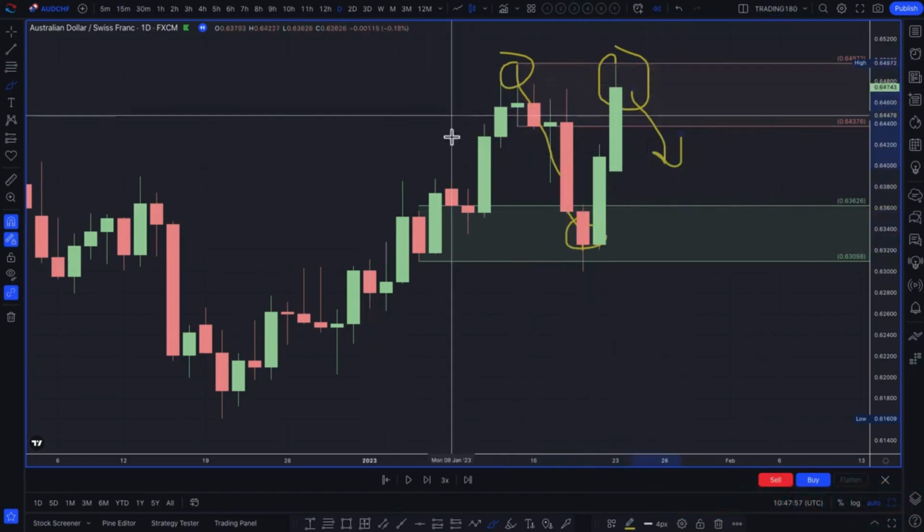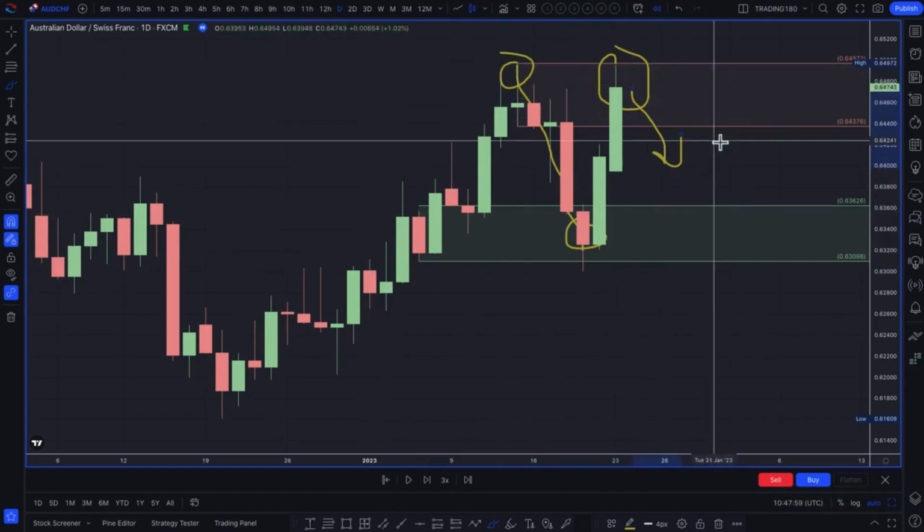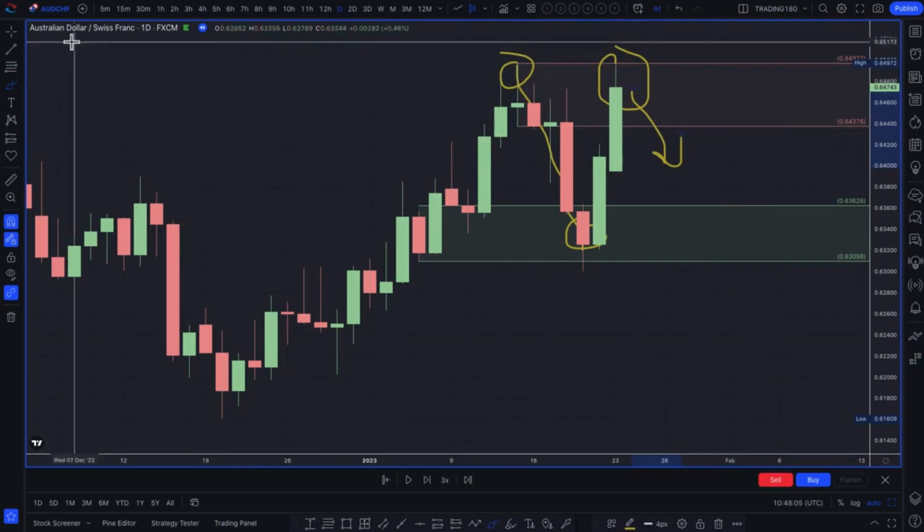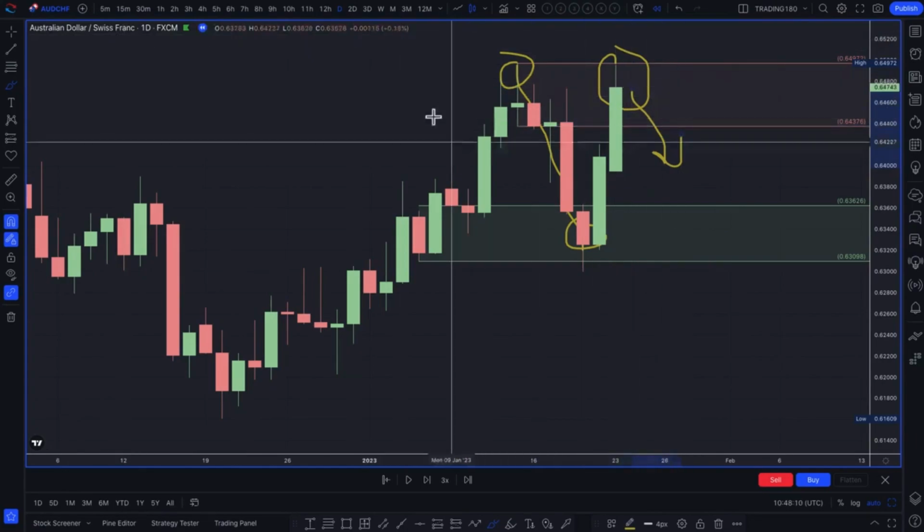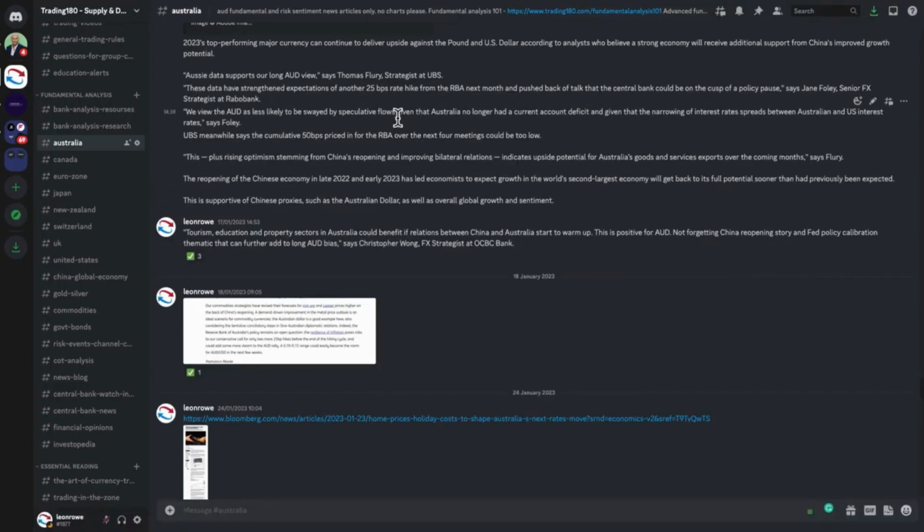But they would have been, first of all, trading in the wrong direction overall in terms of understanding why the Australian dollar was likely to appreciate against the Swiss franc over the medium to long term. One of the things we knew in the Trading 180 group, this is our Australia fundamental analysis channel, is that according to the experts, the analysts and our own fundamental analysis, the Australian dollar really was a buy for several reasons. The main one being China reopening and there being a bit more risk on.